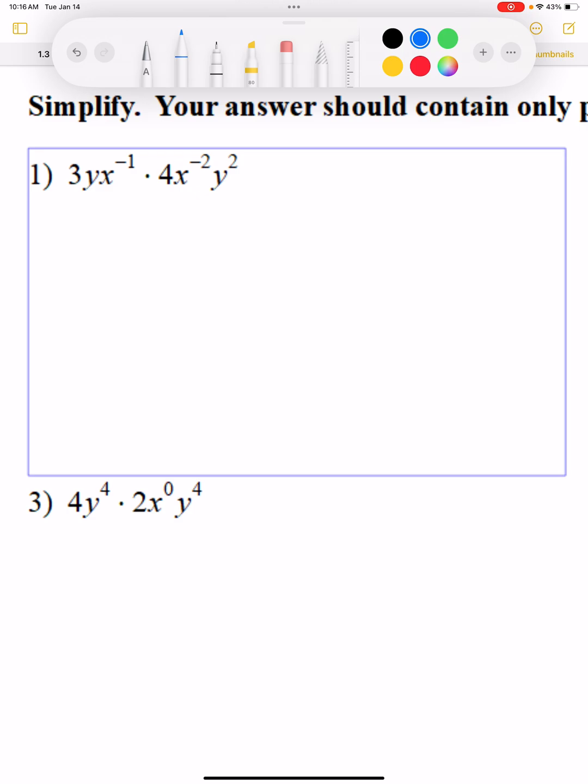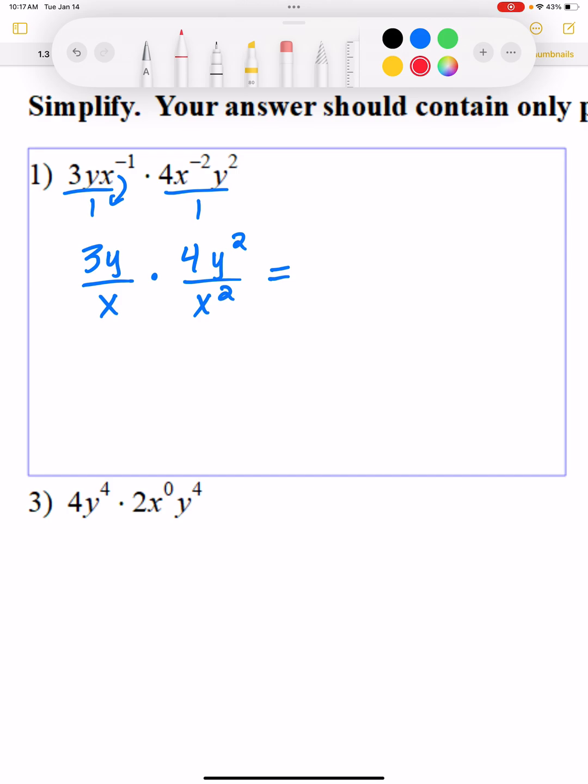So I'm thinking about this like a fraction, right? And that like a fraction. And now this is coming down. So it becomes 3y over x times 4y squared over x squared. And now I'm multiplying, right? Sometimes people forget how to do that when they're multiplying regular numbers.